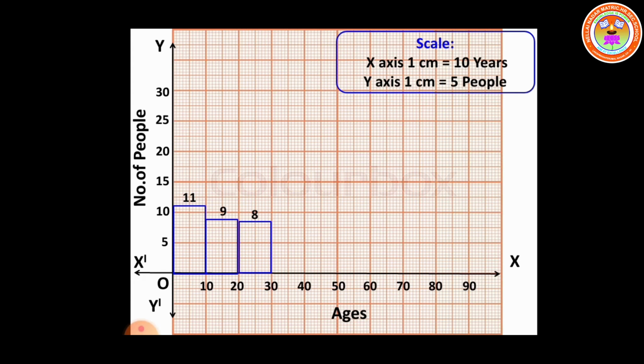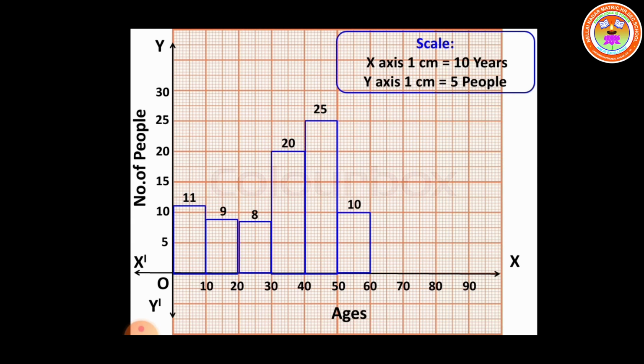For the class interval 30 to 40, the frequency is 20. So along 20 you have to draw the rectangle. So write the frequency as 20. For the class interval 40 to 50, the frequency is 25. So the height of that rectangle is 25. Then write the frequency as 25. Next one, for the class interval 50 to 60, the frequency is 10. So along 10, you have to draw the rectangle and then write the frequency as 10.